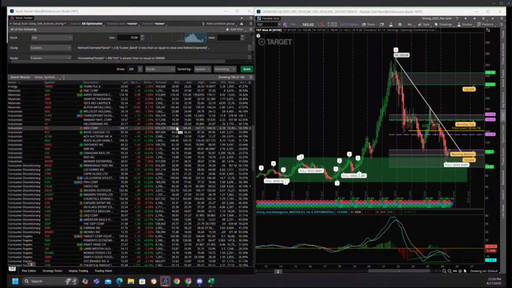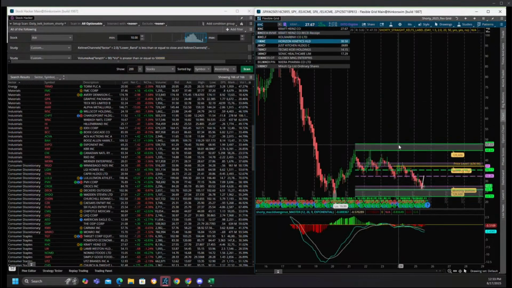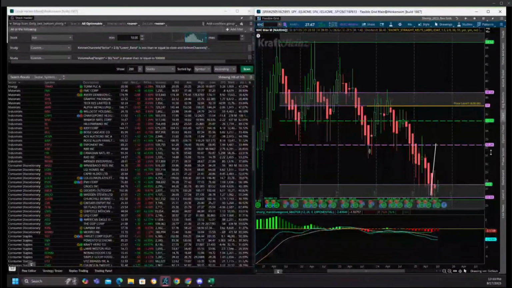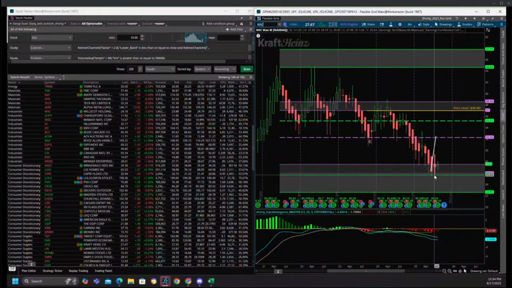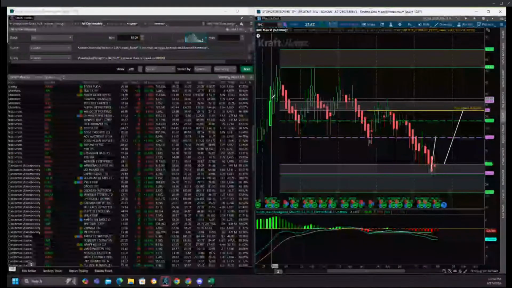I'll add Target. Add more Target. I'm not sure who's on Kraft Heinz. I'm already there, I have a good position. I'm not adding more, but it's an excellent setup, right on the bottom of the quarterly, tapping the quarterly. That's where we started acquiring and bought it. So now we're targeting about 37 on Kraft Heinz, about 35% upside.